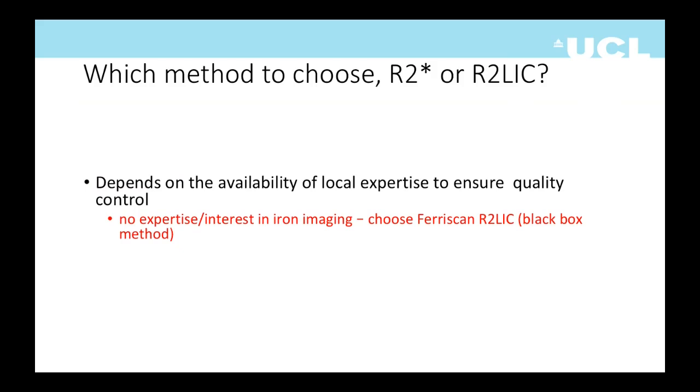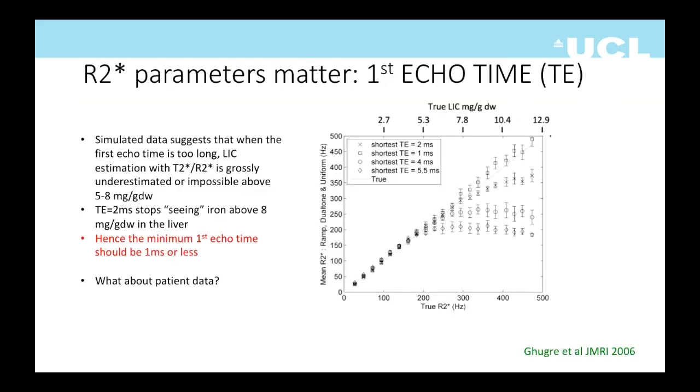So which method to choose, either R2 star or R2 LIC? I would say that if there is no interest or expertise in iron imaging, it's better to choose the black box method, which is the Ferriscan method. Why? These parameters for R2 star matter, and as early as 2006, Bugre and others did a simulation study to do with the first echo time, but that was to do with cardiac T2 star imaging. The principle is the same for liver, and this is maybe why it was missed.